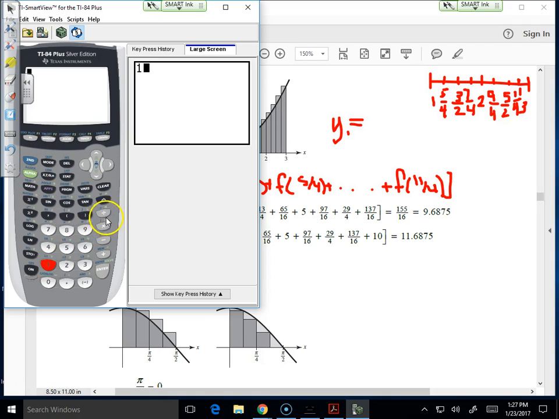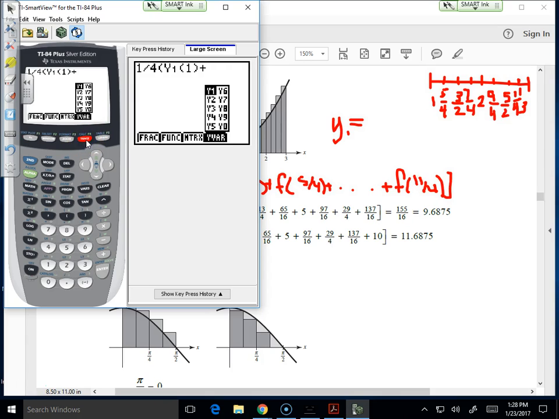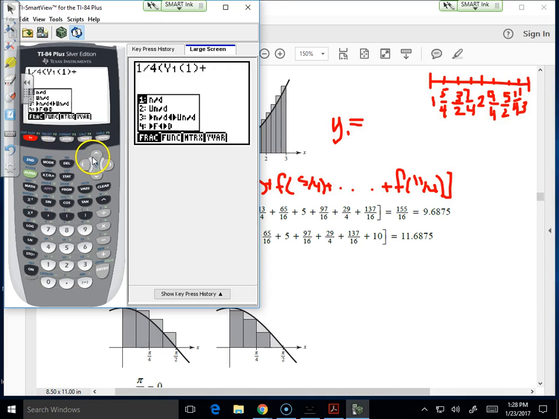Can't you easily just do 1 divided by 4 times y1 of, are we tracking, guys? Plus, then can't we do y1 of 1/4, then plus y1 of 5/4, then y1 of 3 halves, plus y1 of 7/4. What did I do? Alpha what? Alpha trace. Or you can do alpha y equals and then go over and hit the y bar button. Do you see it? Man, that saves you time. But it only saves you time if you do what in the y equals? You gotta plug in the function.